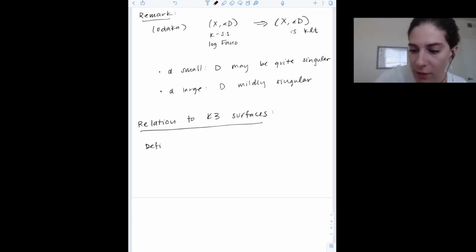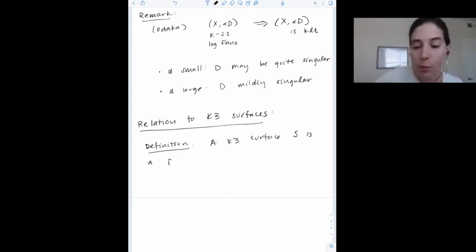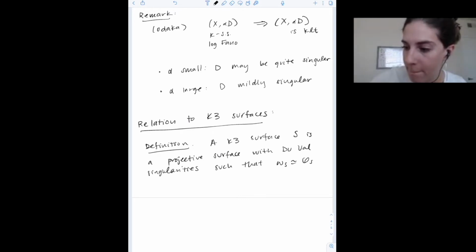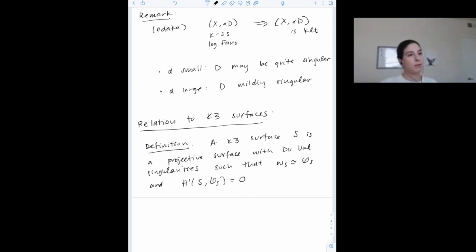So a K3 surface, at least for the purposes of what I'm going to say, is a projective surface, potentially mildly singular. So I guess we could say with Du Val singularities, such that the canonical bundle is trivial and H^1 of O is 0.